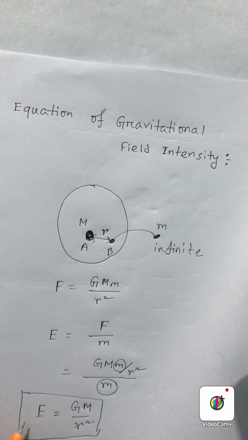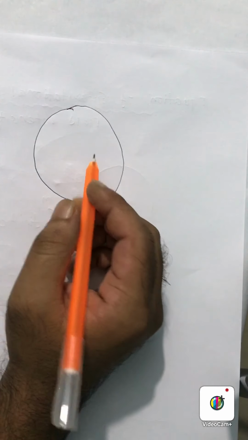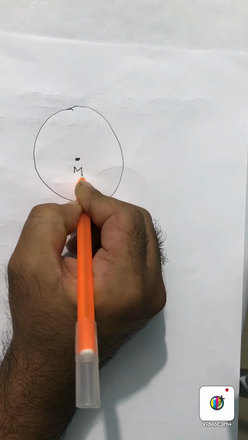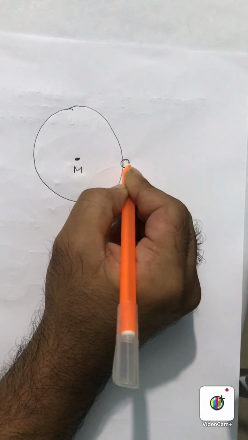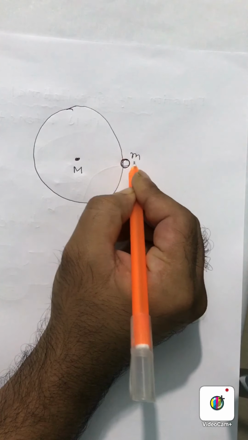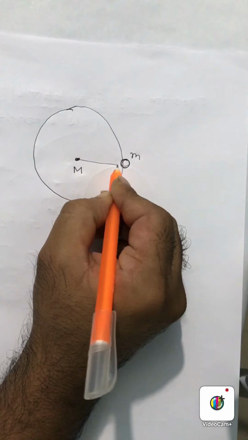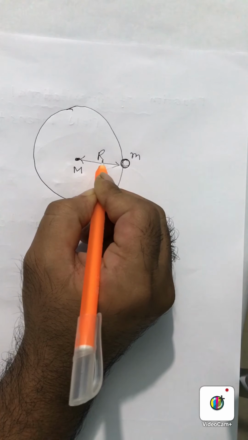Now we discuss how the gravitational field intensity is equal to the gravitational acceleration at the surface of the earth. Look at the picture. This is the earth, and the total mass of the earth is located at the center of the earth. An object of mass small m is placed at the surface of the earth, and the distance between the center of the earth and the object is equal to the radius of the earth.